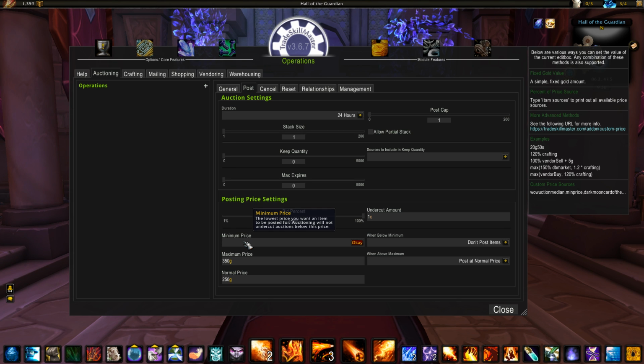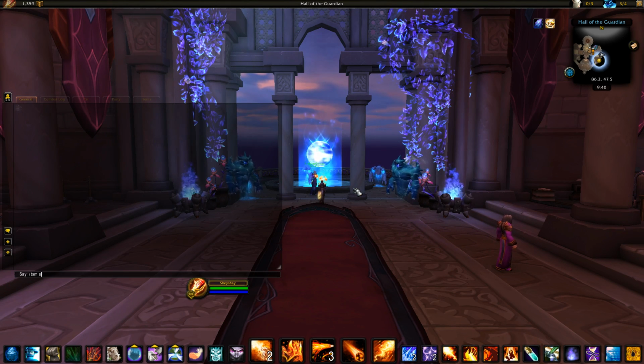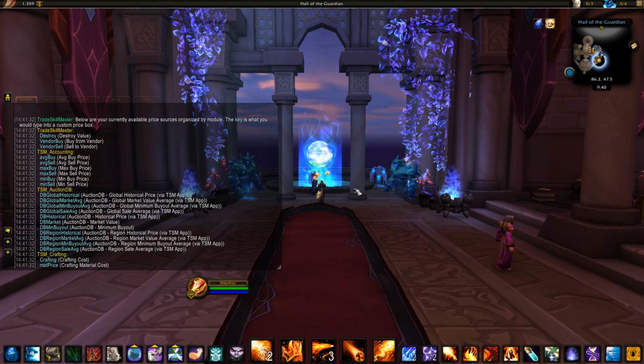So as soon as you click into this box, you'll see a window pop up over here that gives you some examples of different things that you can do. And it says right here, type /TSM sources to print out all available price sources. So we're going to do that right now. All right, let's type in /TSM sources and see what we get. And there we go. There's a list of all the sources that we can use in our custom prices.